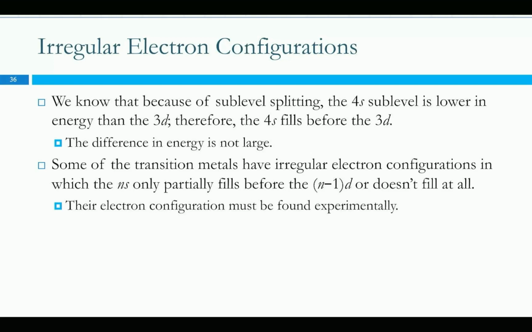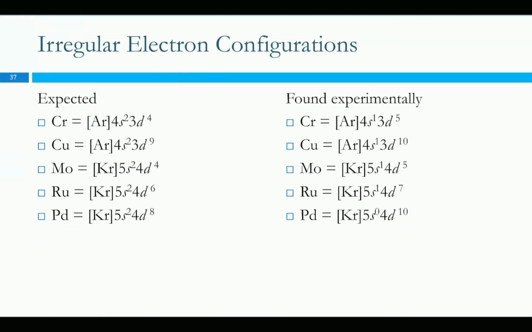And mostly, this is when we have either a half-filled or a completely filled d orbital. There's a little bit of extra stability that comes from either half-filling or completely filling that subshell, and so that changes where that last electron goes. And these are found experimentally. Somebody does the science. I actually don't know what that experiment looks like. So these are the weird ones, irregular configurations.